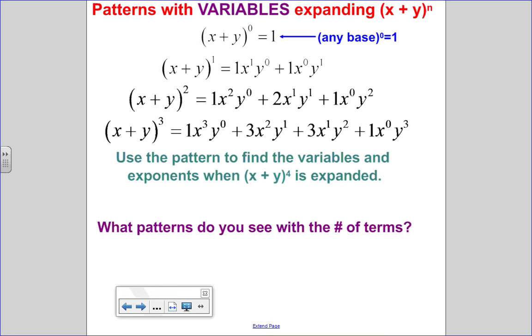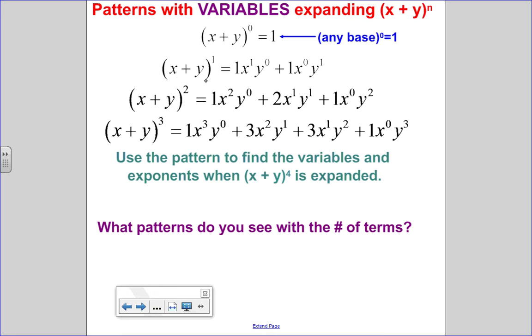So let's look at those patterns that I just did in the expanding. I'm just going to look at the patterns of the variables. I'm not going to worry about the coefficients quite yet. When I had it to the exponent of 0, it's just equal to 1 because any base to the 0 is equal to 1. Let's look at what's happening with my x exponent. I'm just looking at the variables x and y.